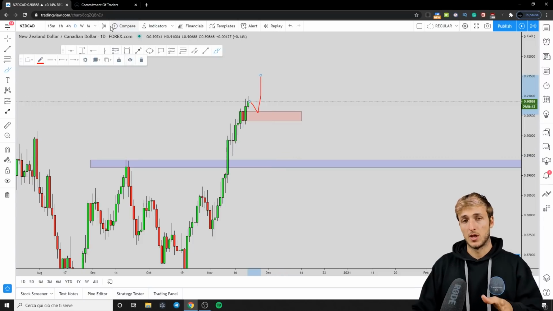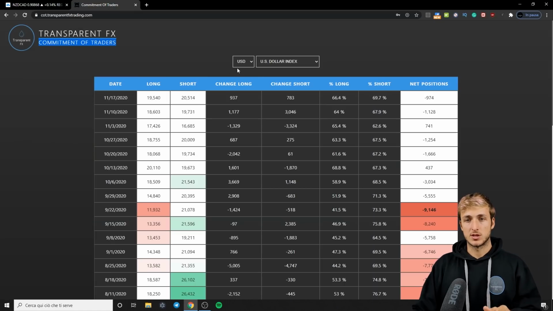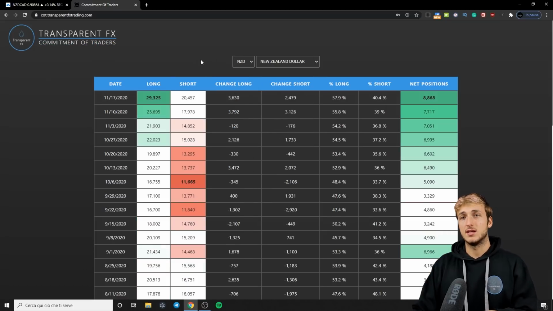Well, before I show you this, let's first go and give a quick check at what we have from a COT perspective on the NZD and on the CAD. So what hedge funds are currently doing on these two currencies. Now, starting from the NZD, what we can see is that net positions lately have been massively increasing.